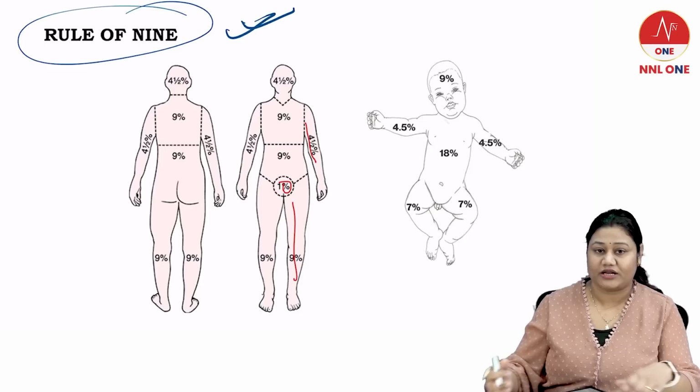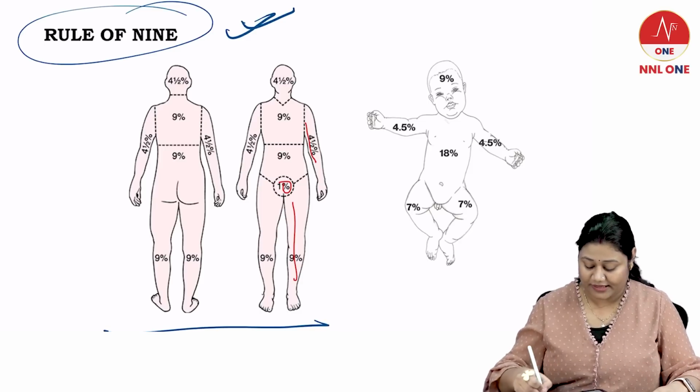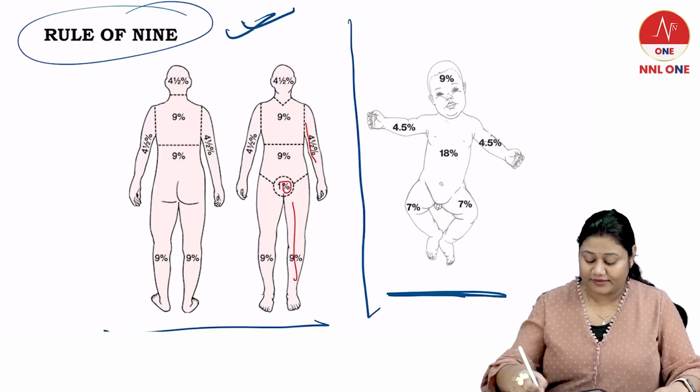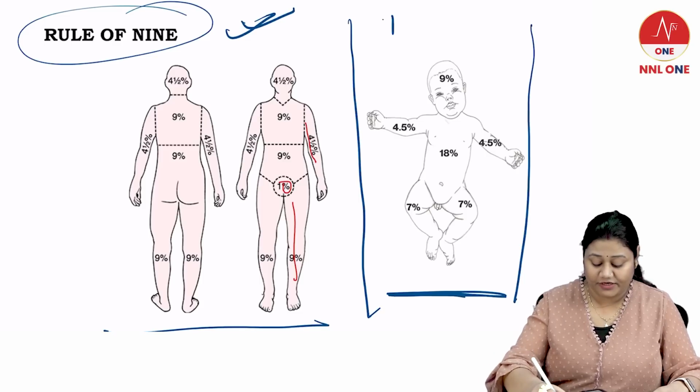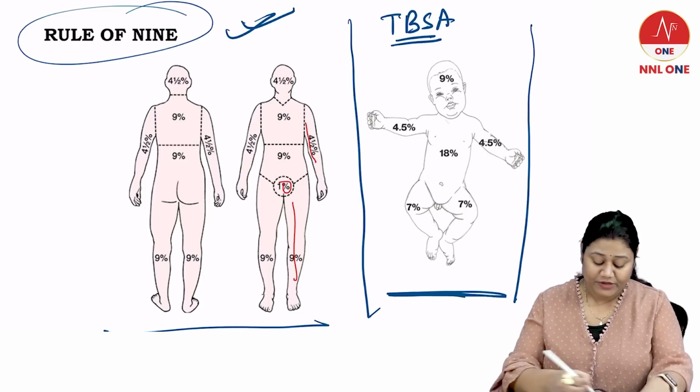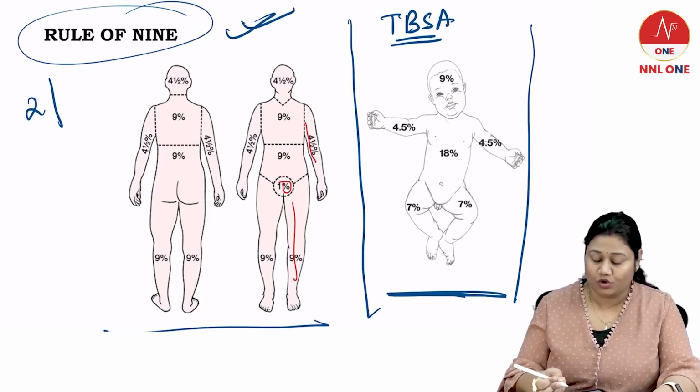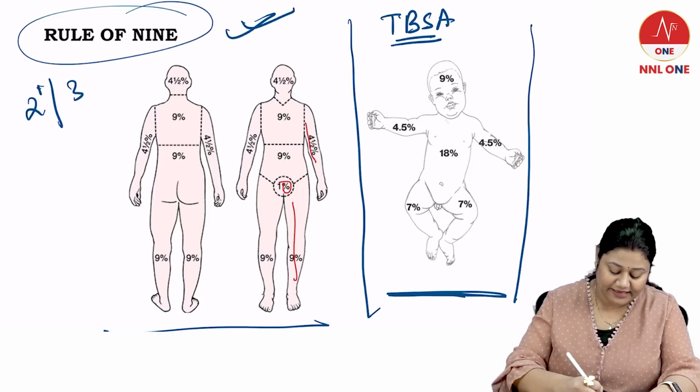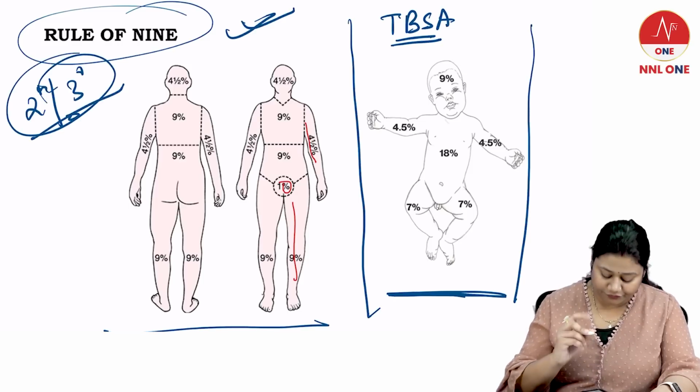Remember, many times questions have been asked, so keep on revising the image. Look at this image very carefully for adult and for infant, because here we need to identify the total body surface area involved in the burn. We will use this rule of 9 in the Parkland formula only for second and third degree, not for first degree, right?